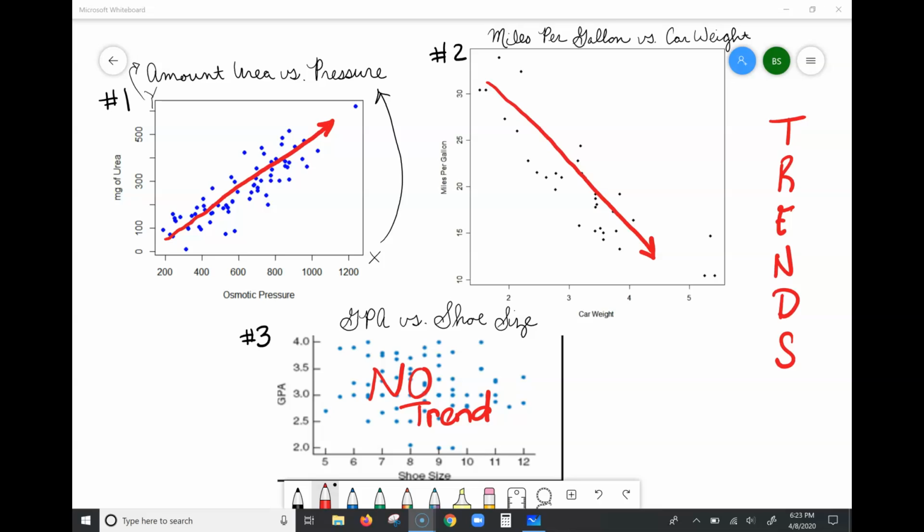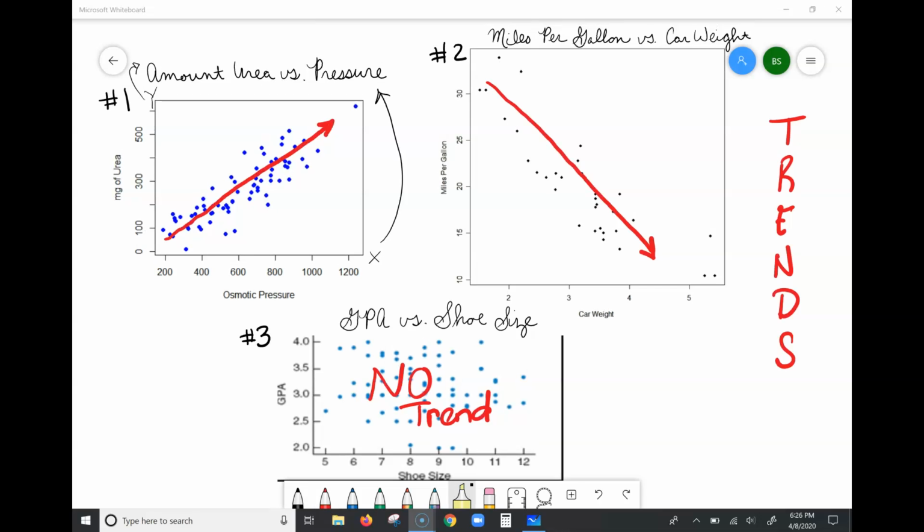We use graphs in science because they are pictures of data. We use them to figure out correlations between our independent and our dependent variables. What is the relationship between them?